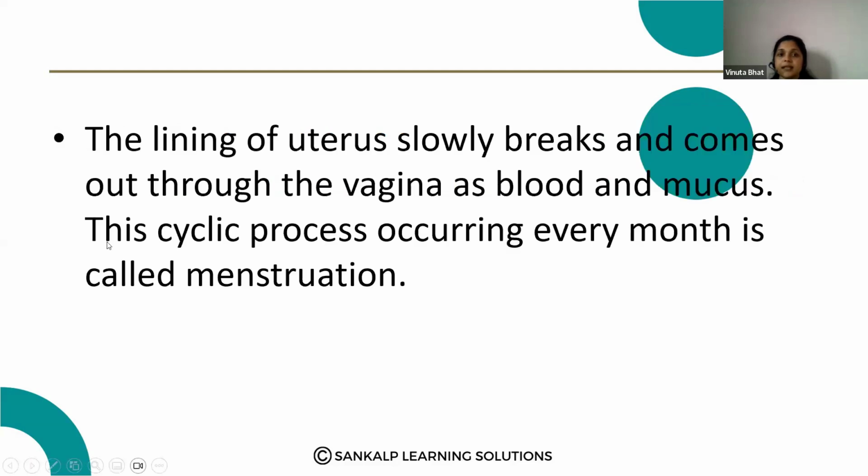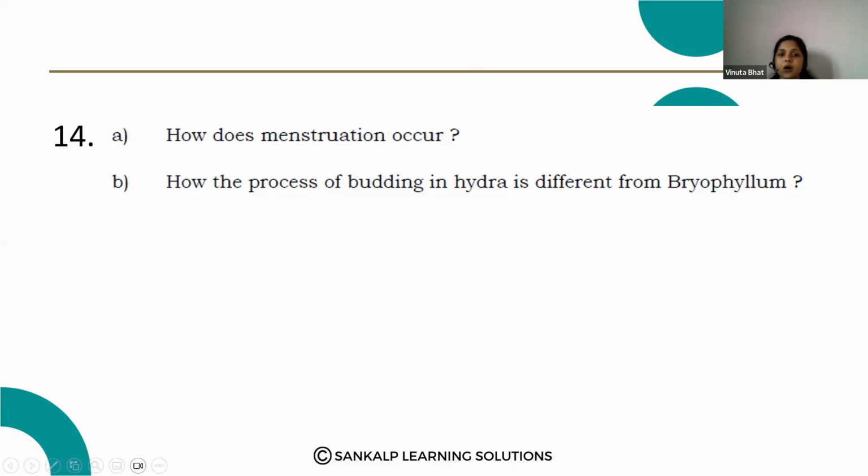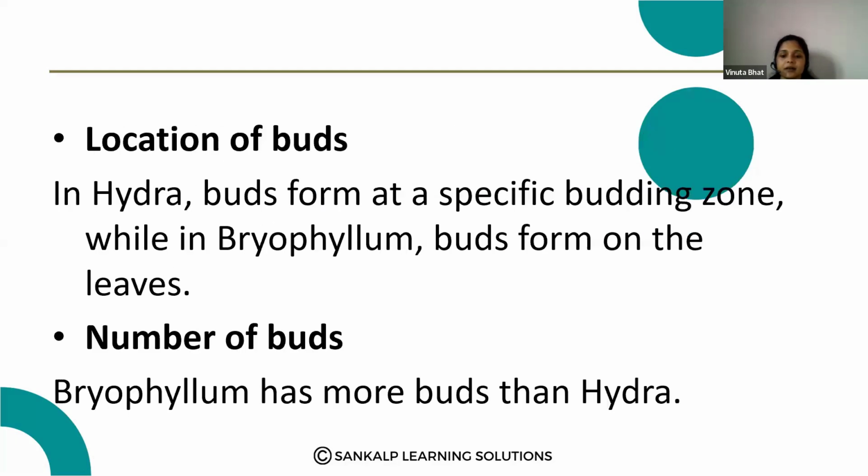The lining of the uterus slowly breaks and comes out through the vagina as blood and mucus. This cyclic process occurring every month is called menstruation. And how is the process of budding in hydra different from budding in bryophyllum?